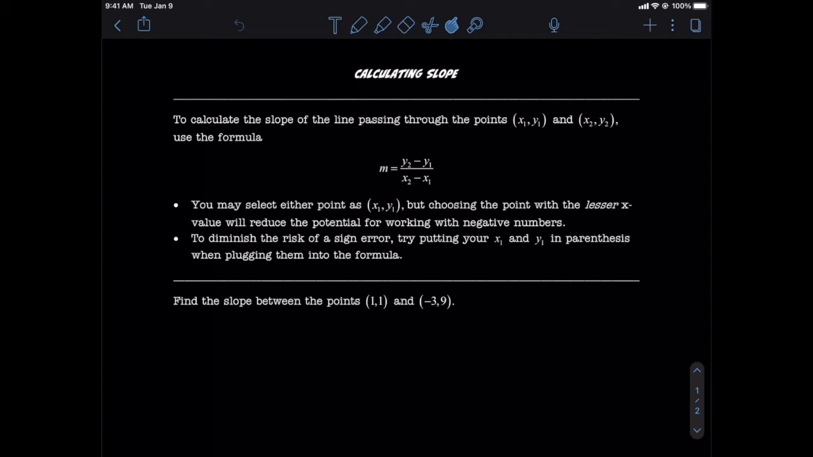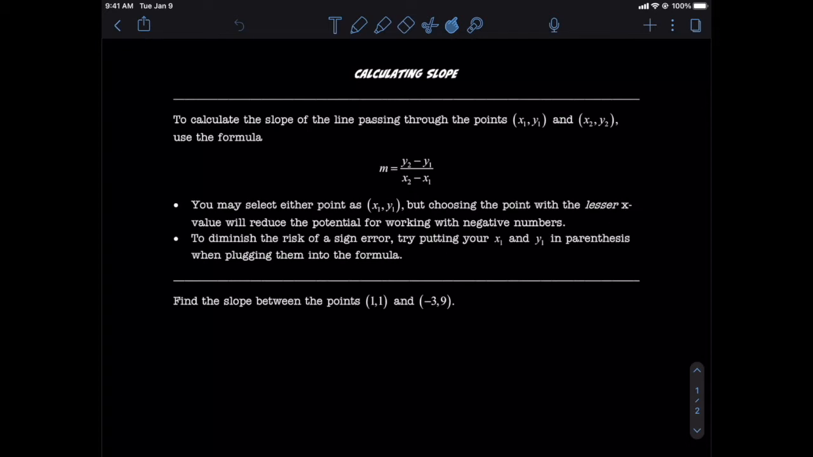But I suggest picking the point that has the lesser of the 2 x values. Choosing this way is going to guarantee that whatever value you get from your subtraction in the denominator will be positive. And of course, the fewer negative numbers that we have floating around, the less of a chance we'll have of making a sign error. Once we select what we want to be our x1, y1 and x2, y2, the next thing we're going to do is plug in our values to the slope formula, which naturally leads us into the second suggestion.